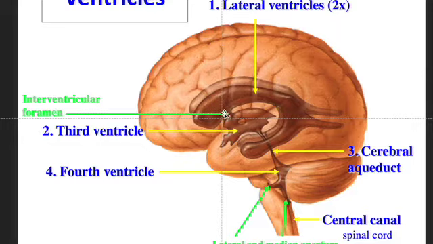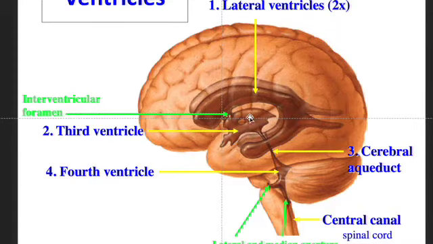Then they flow through an interventricular foramen. There's a left and a right interventricular foramen that go to the midline third ventricle. The third ventricle lies between the left and right diencephala. So that's right, it separates the left and the right thalamus. So there's only one of these, it's in the midline. So the only one where you have a left and a right, where it's double, is the lateral ventricle. All of these other ones are singular.